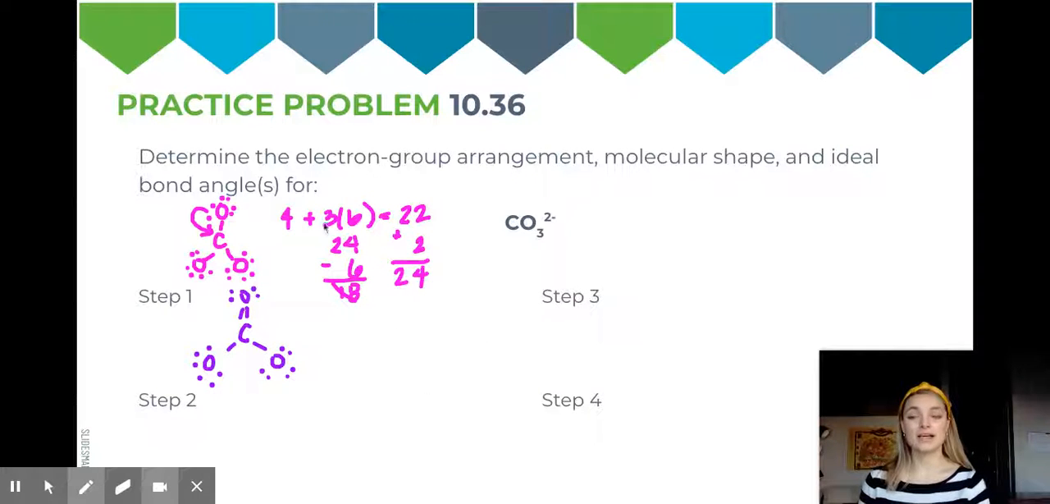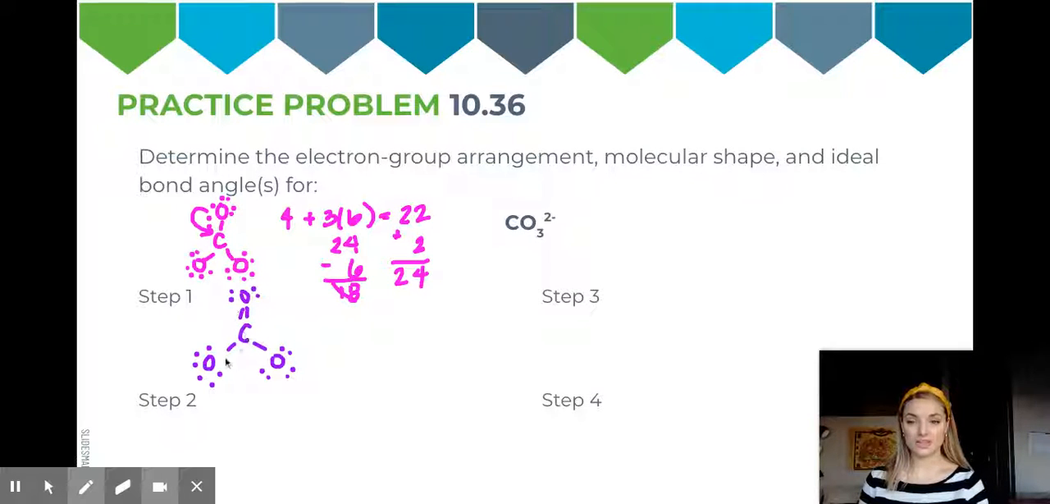All right, now let's double check our valence electrons. I have 2, 4, 6, 8. 24 minus 8 is going to be 16. 2, 4, 6, 8, 10, 12, 14, 16. All of my valence electrons are accounted for. Everyone now has an octet.